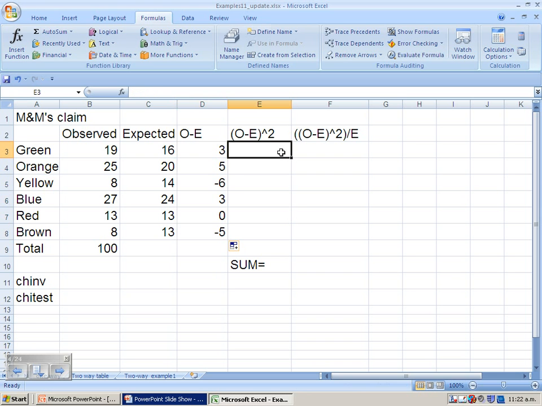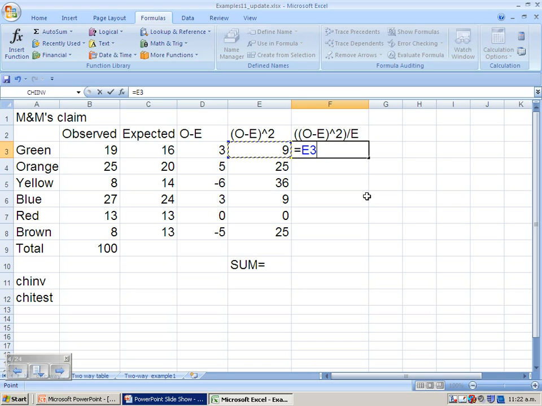The next thing we need to do is square all of those. If we take the cell reference for observed minus expected and square it, we can see 3 squared is 9, and again copying all of that down the column, each of our squared values is calculated for us. And finally, we need to divide each of those cell values by the corresponding value of the expected.